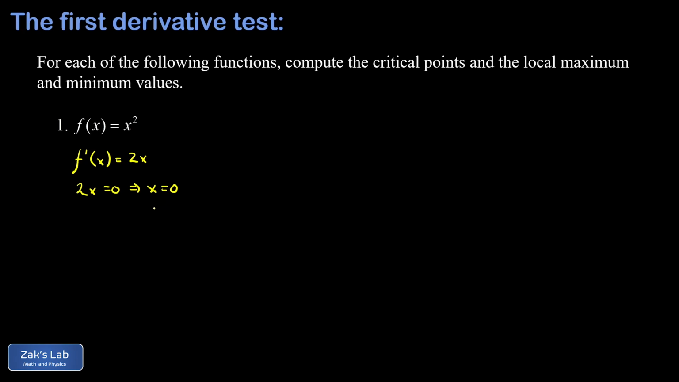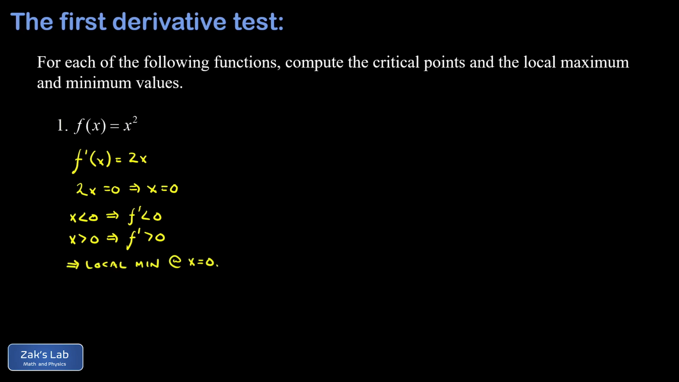If x is less than 0, then f prime is going to be less than 0. In other words, if x is negative and I take 2x, I get a negative number, so f prime is less than 0. And if x is greater than 0, well, 2x is also going to be greater than 0, so f prime, the first derivative, is going to be greater than 0. So to the left of our critical point, our function is decreasing. It has a negative derivative. And to the right of the critical point, our function is increasing. And this means we're looking at a local minimum.